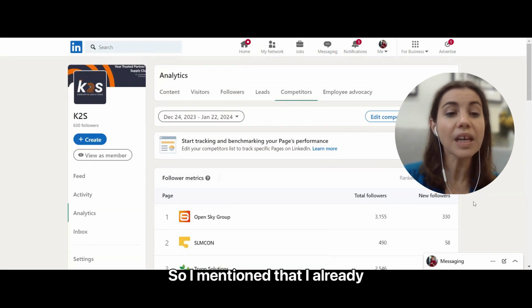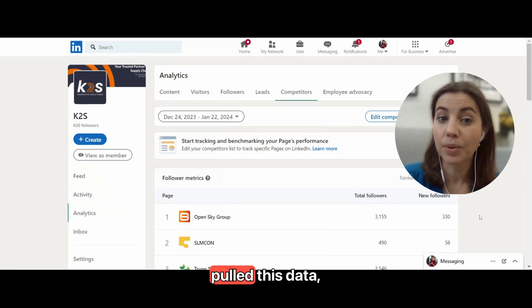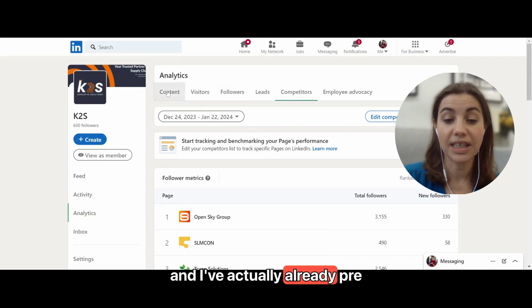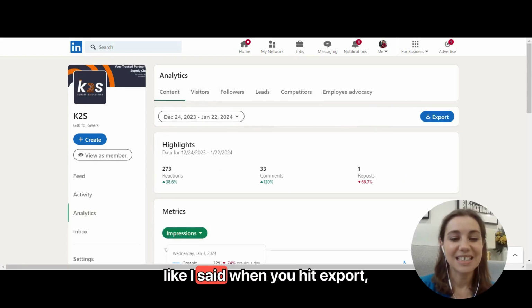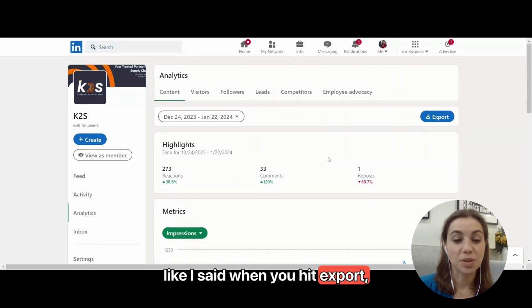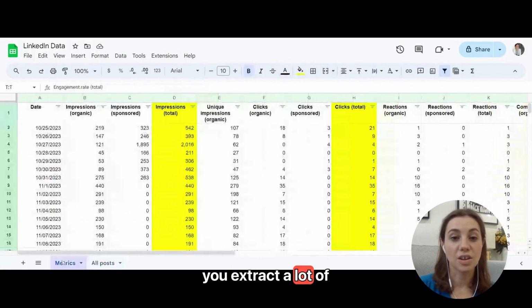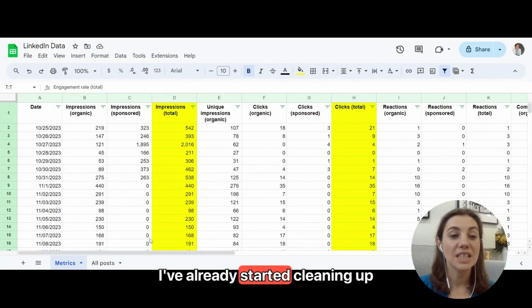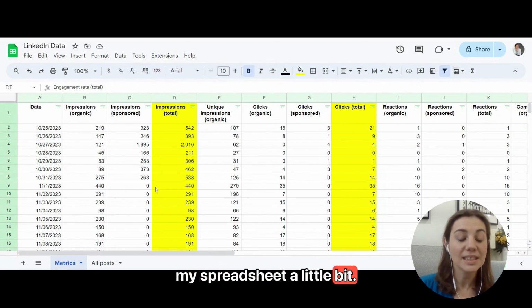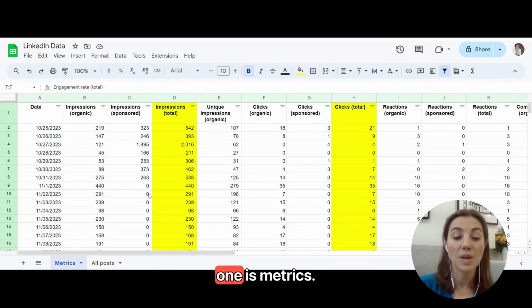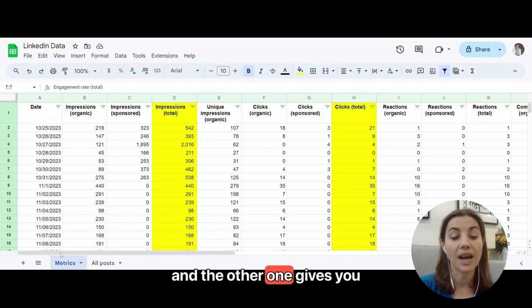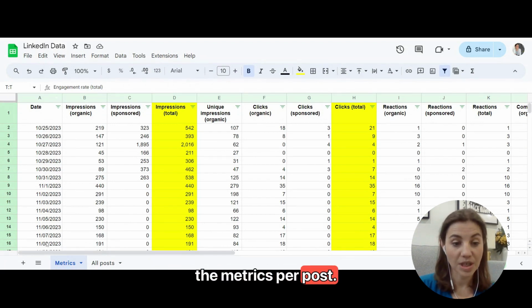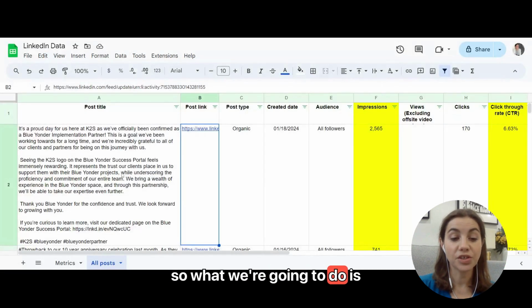So that gives us a really nice metric to see how we're performing over time, benchmarking versus competitors as well. So I mentioned that I already pulled this data, and I've already pre-edited a little bit as well. When you hit export, you extract a lot of data from LinkedIn. I've already started cleaning up my spreadsheet a little bit. You get 2 tabs actually. One is metrics. So this gives you the metrics per day, and the other one gives you the metrics per post.